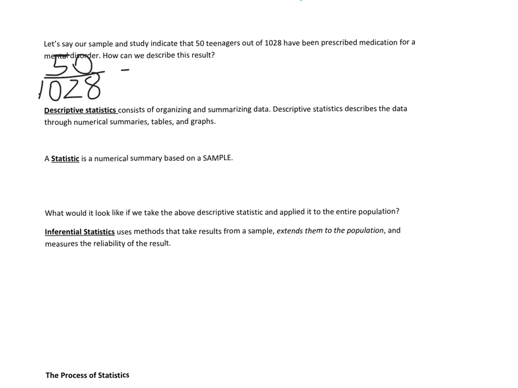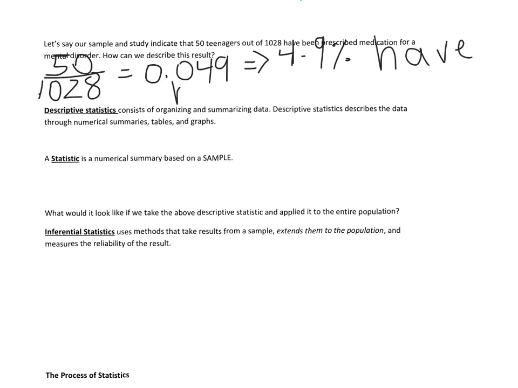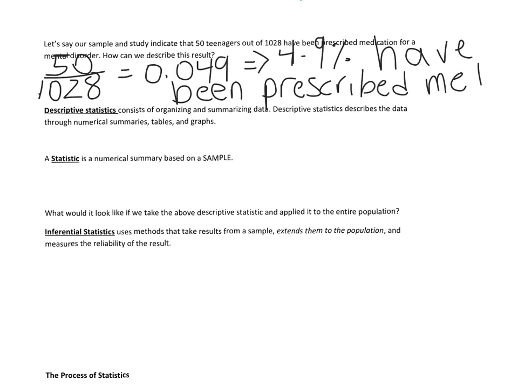Sometimes it's a little bit easier to break this down as a decimal, because then we can break it down as a percent. So we can say something like 4.9% have been prescribed medication. I'm just going to abbreviate meds since I'm running out of space.